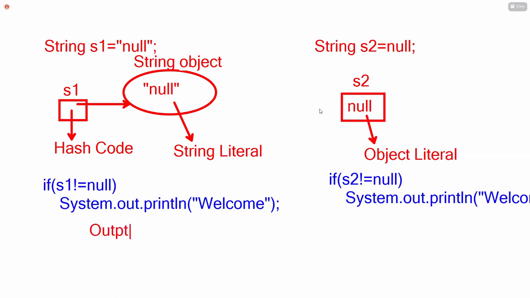The output is... First, S1 not equal to null, the not equal to operator. Where will it check, in the object reference or the object? Where will it check? The object reference. So you're not giving an answer, which means you're not confident. That's it. First, what is the difference between the equals method and the equals operator? The equals method compares content. The equals operator compares hash code.